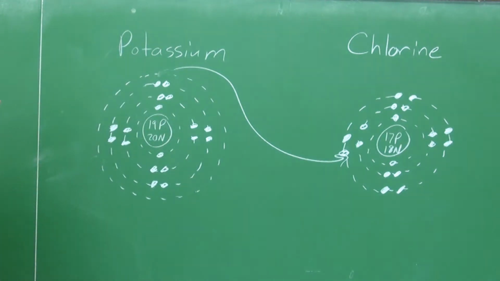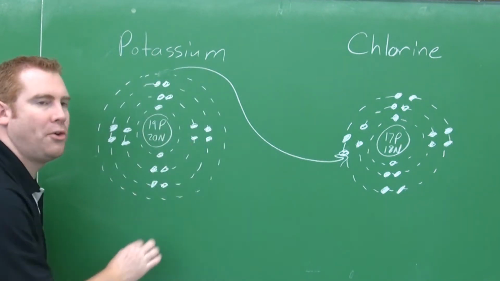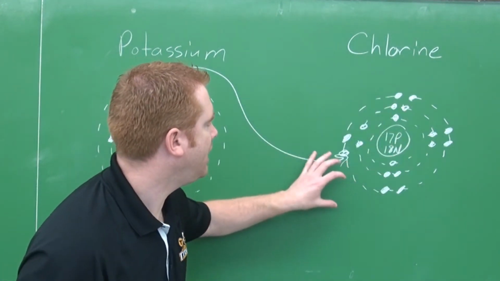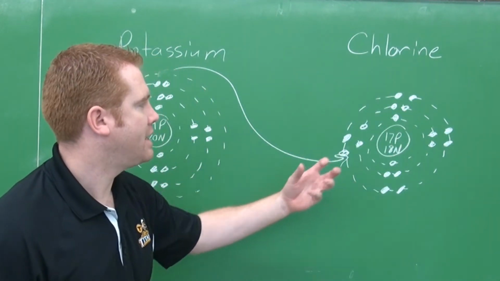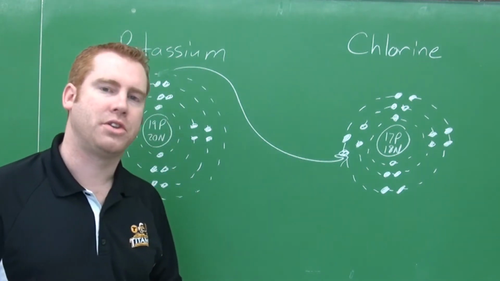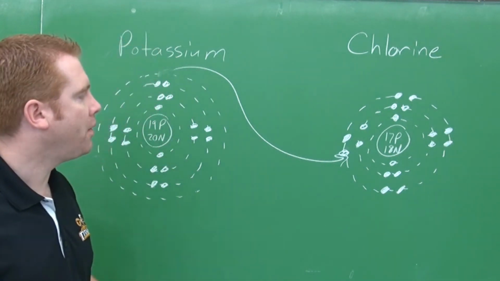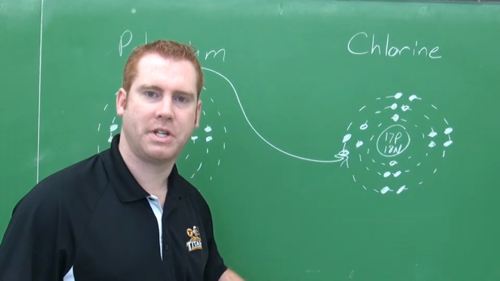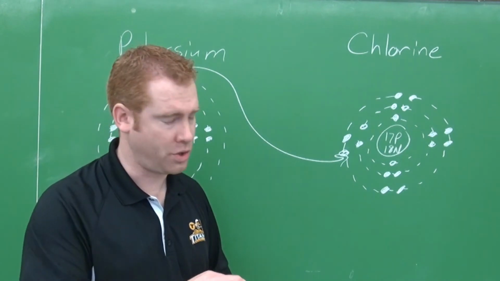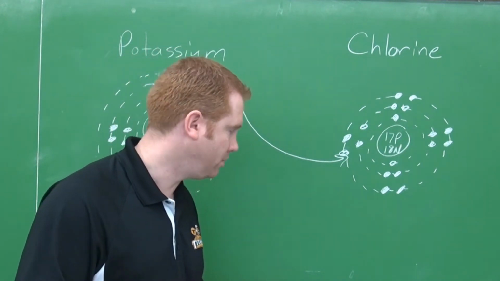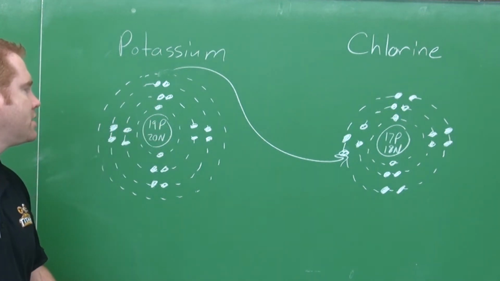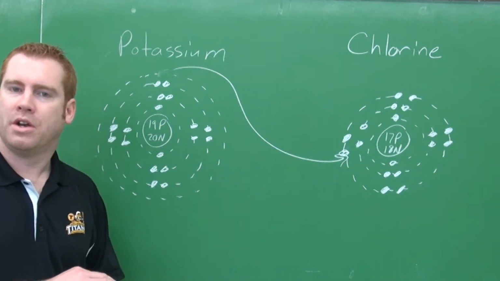When that happens, now the next orbit in is full for potassium, so it has a full outer orbit. Chlorine, it has a full outer orbit now because it had 7, gained 1 more, now it has 8. So what has this done to the charges of our atoms? Before, we had 17 protons and 17 electrons. So 17 positive protons, 17 negative electrons, the overall charge was 0, or neutral. The same is true with potassium. 19 positive protons, 19 negative electrons, neutral.